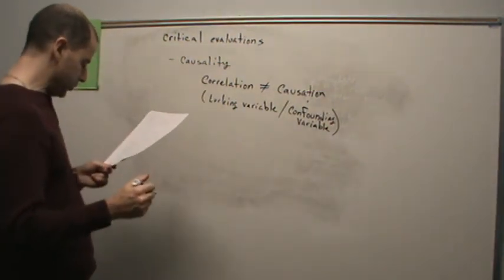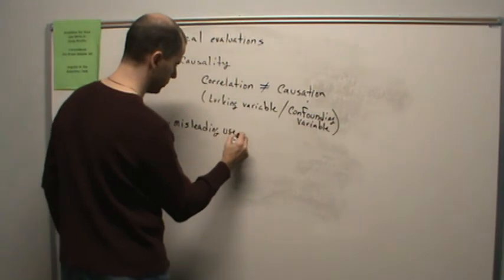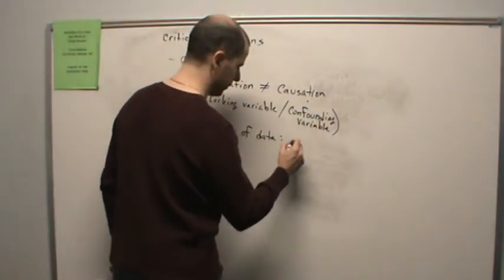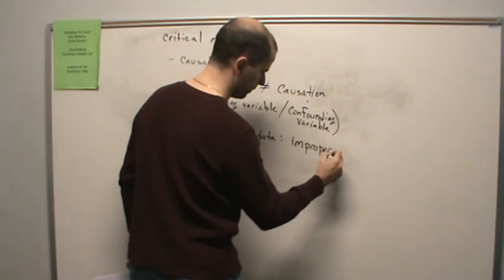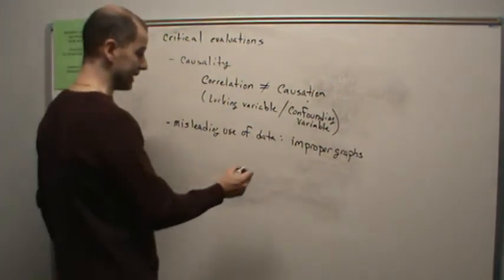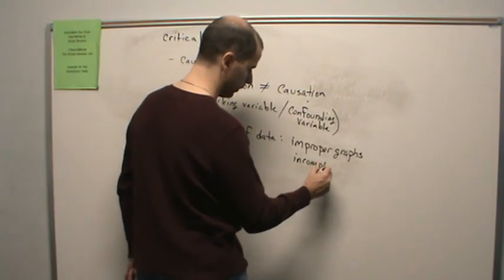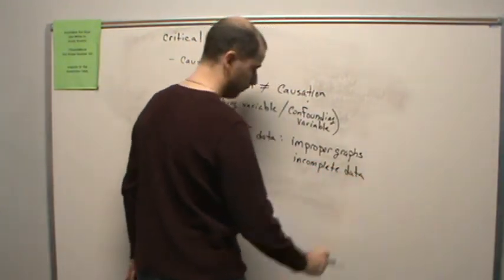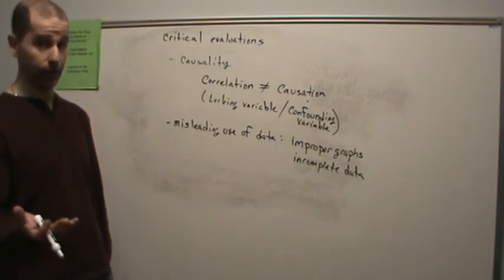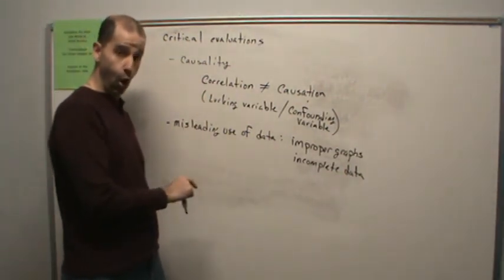Misleading use of data. This is another one to watch out for. Improperly displayed graphs, improper graphs, would be a misuse of data. Incomplete data: you don't have all the data. You deleted it, or you're not using all the data, for whatever reason. Let's say you're deleting data because you want to get the data to say what you want it to say. That's bad. So we have to look at studies to make sure that they're not misleading us by not including all of the data.